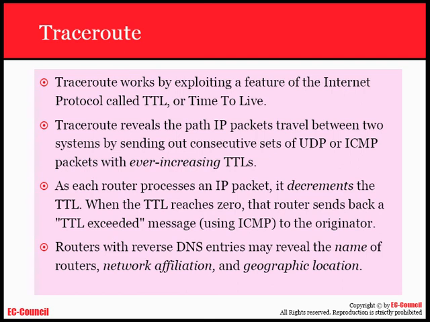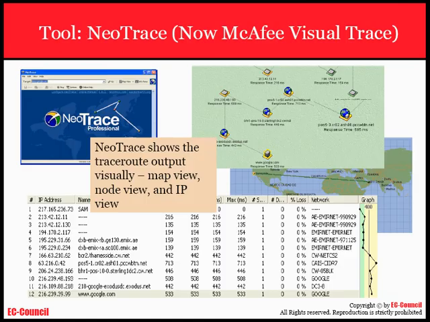Now routers with reverse DNS entries may reveal the name of the routers, or maybe what kind of router it is, or it could even tell you different geographic information. You can also use a tool called NeoTrace. Now McAfee has it now and it's called Visual Trace, but there are a lot of different free samples out there. I'm sure you can find an old copy of NeoTrace. In fact, I believe it's one of the tools that's included on the CD.